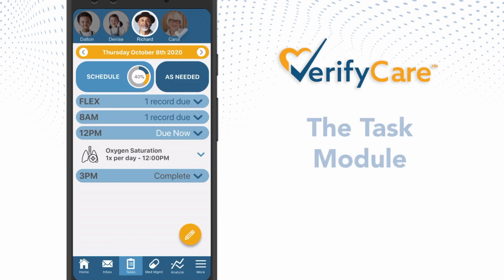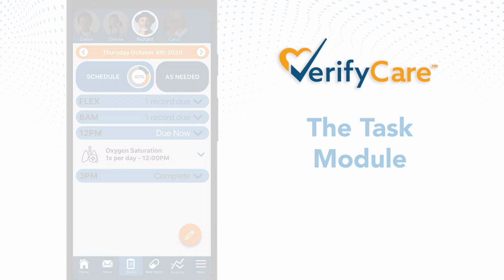Exploring the Tasks module. The Tasks module allows you to schedule, view, and keep track of tasks related to the selected care recipient. The Tasks module helps the care team chart and keep record of important tasks related to the care recipient, such as their vitals, activity, mood and behavior, daily living, and general well-being. Verify Care allows users to create custom tasks so documentation needs can be individualized to each care recipient.